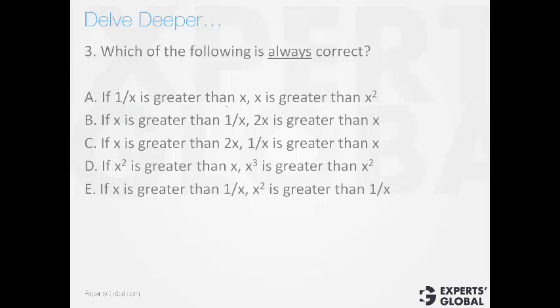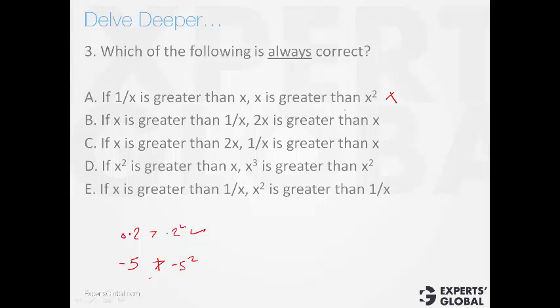1 upon x is greater than x. When is that possible? It's possible when x is a small positive number, a small fraction such as 0.2, 1 upon x would be 5, which would of course be greater than 0.2, or this is possible when x is a big negative number, for example minus 5. So 1 upon minus 5 will be a small negative number which would be greater than a big negative number. So these are the two cases. x is greater than x square. So 0.2 is greater than 0.2 square. Yeah, here it works. But minus 5 is not greater than minus 5 square. Here it doesn't work, and therefore option A is not always correct.